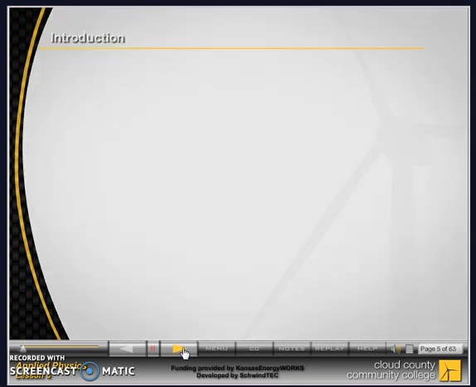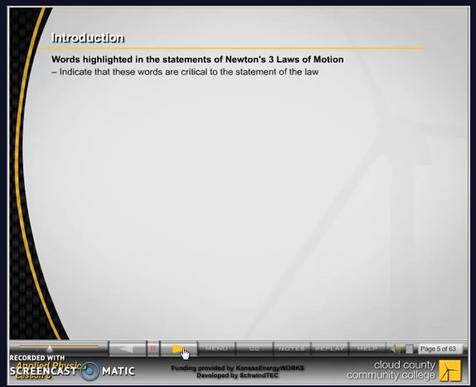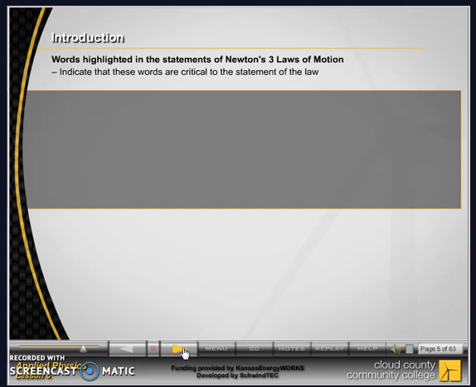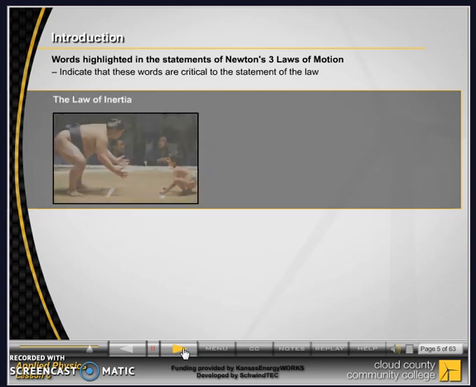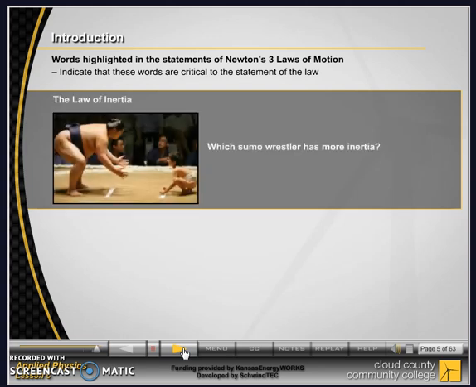In the pages that follow, there are words that are highlighted in the statements of Newton's three laws of motion. This highlighting is to indicate that these words are critical to the statement of the law, and you should keep them in mind when applying these laws so that difficulties can be avoided. We begin with Newton's first law of motion, the law of inertia. Which sumo wrestler in this image has more of it?